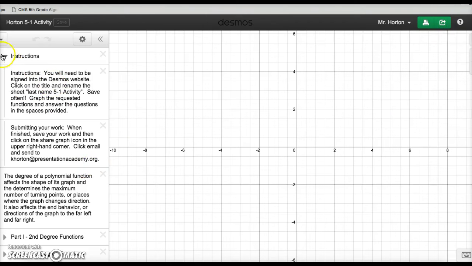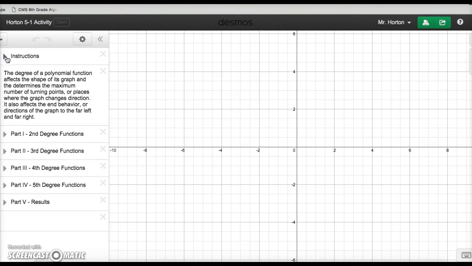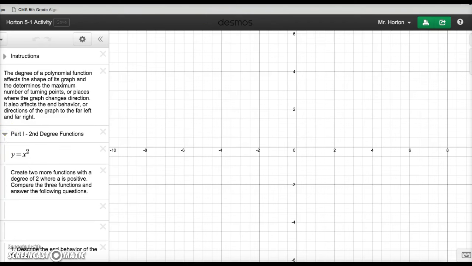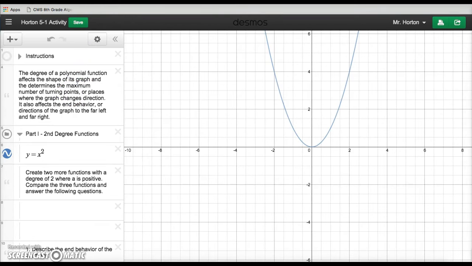But for now, we'll go through the first part just to give you an idea of what you're supposed to be doing. So we're told the degree of the polynomial affects the shape of its graph and determines the maximum number of turning points, or places where the graph changes direction. It also affects the end behavior, or directions, of the graph to the far left and far right. So the first part we're going to look at is second degree functions. So let's make sure that our function is graphed here. Slide this over a little bit.